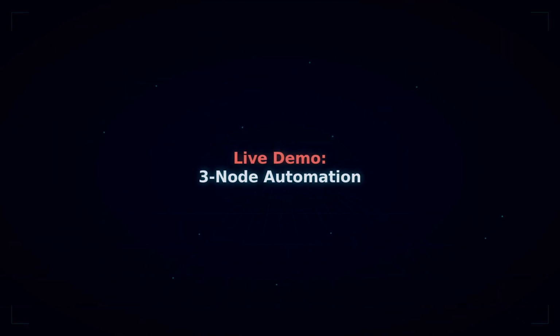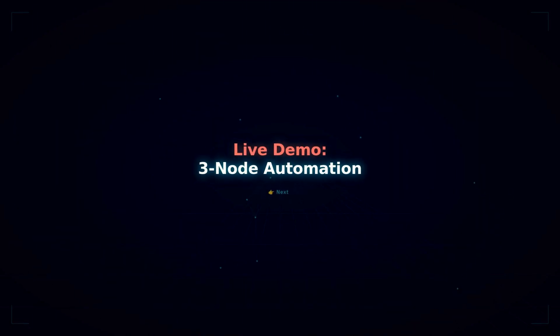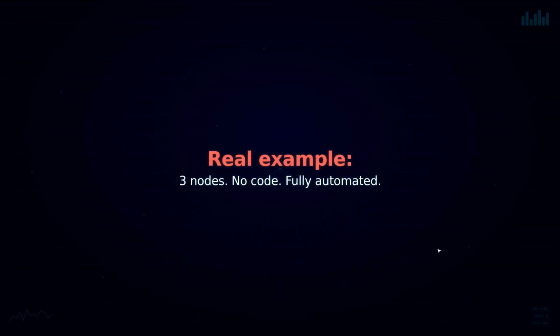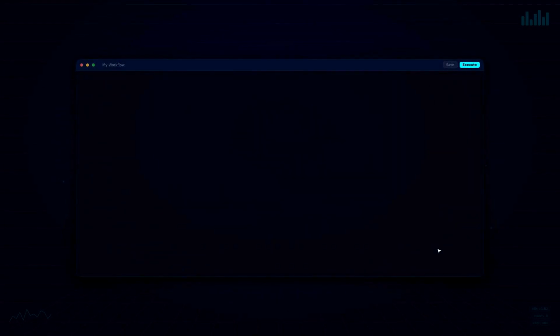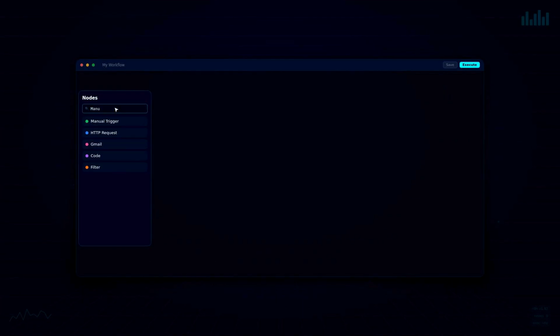Now let's build a real example in under 5 minutes. All right, let's build something real, right now, in front of you. This is a workflow that fetches an inspirational quote and emails it to you. It takes 3 nodes and 0 lines of code. First, we need something to start the workflow. I'll add a manual trigger node. This lets me run it with 1 click, perfect for testing. Later, you can swap this for a schedule trigger to run every morning.